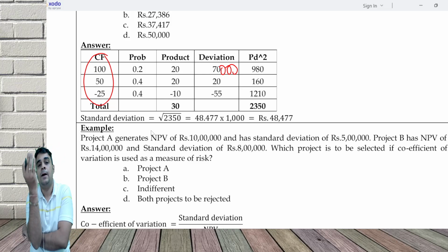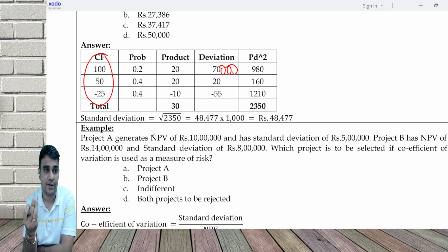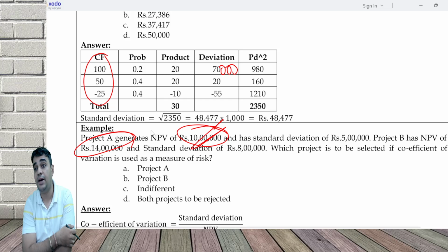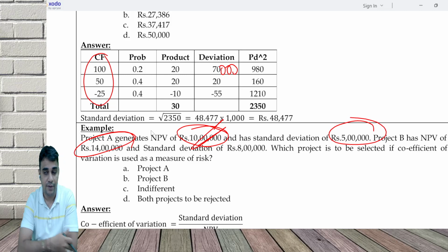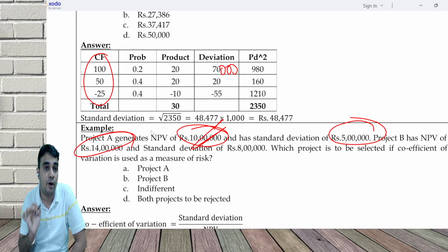Now listen. One is NPV, which is liked by an aggressive investor, who wants return. Second is standard deviation, which is liked by a conservative investor because you have risk and return. So the aggressive guy says, give me maximum NPV, 14 lakh. The conservative guy says, give me lower standard deviation. When you club them together, that is called coefficient of variation. The formula is risk per unit of return.